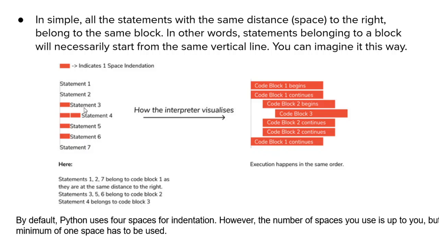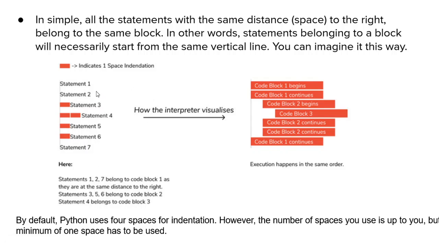Whereas statement 3, statement 5 and statement 6 belong to code block 2. They follow exactly the same indentation. If you see this red block, these are the spaces, and they follow exactly the same spaces from the right side. Whereas statement 4 follows a different indentation. There are two blocks or two tabs, right? So that belongs to code block 3.